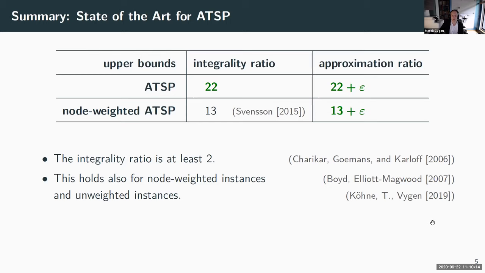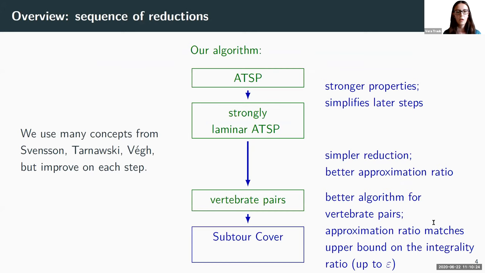Okay, there is maybe one last question, but we should answer it quickly. What are the approximation factor losses in the remaining two steps? I guess it's a follow-up question to the discussion we had a minute ago. Yes, it's a bit difficult to say because it's not just one single factor that we lose there. It's roughly something about 16 for vertebrate pairs, but the precise statement is not really just a single number. And then you get to 22 for the strongly laminar ATSP. And in the other step, we don't lose anything.